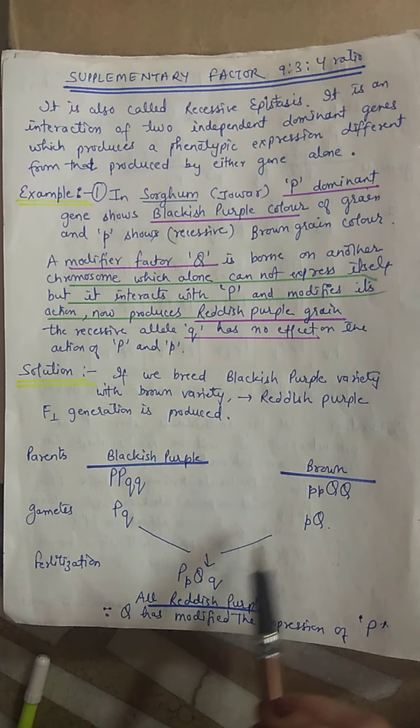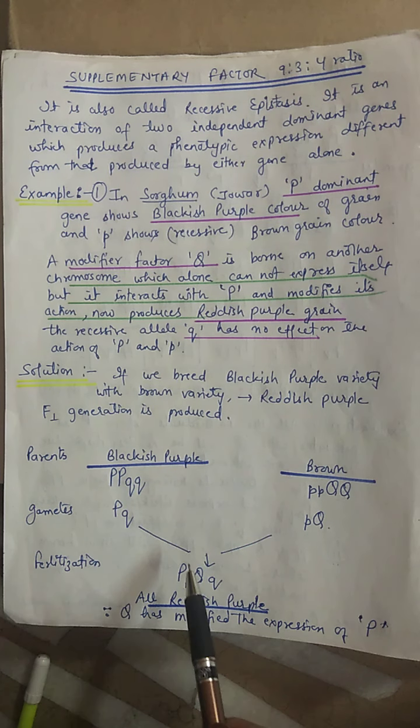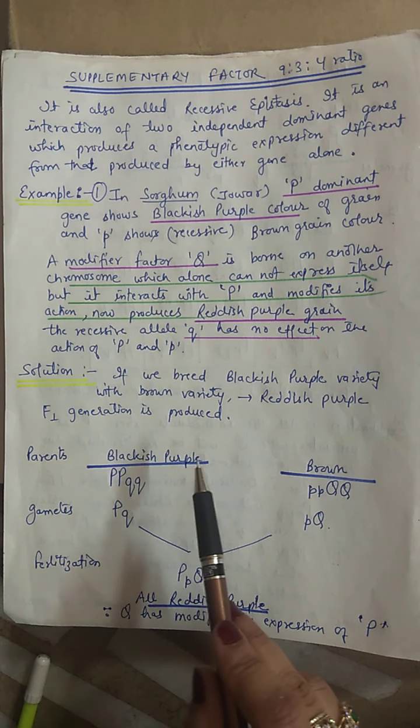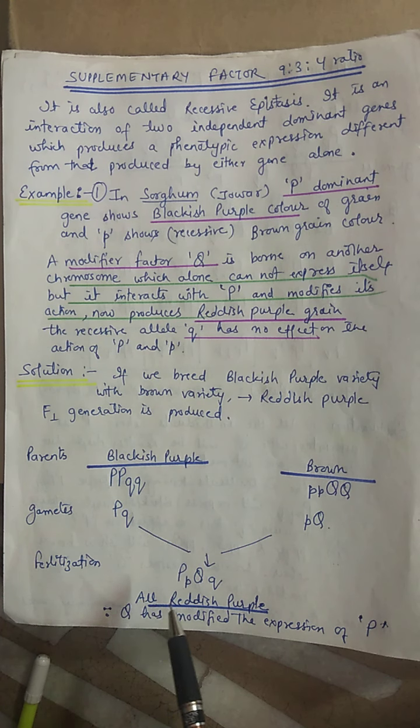The F1 generation on fertilization is all reddish purple. As you can see here, capital P is present and Q has no expression by itself, as we have told. Still, instead of blackish purple coloration, the progeny is all reddish purple because Q has modified the expression of P.